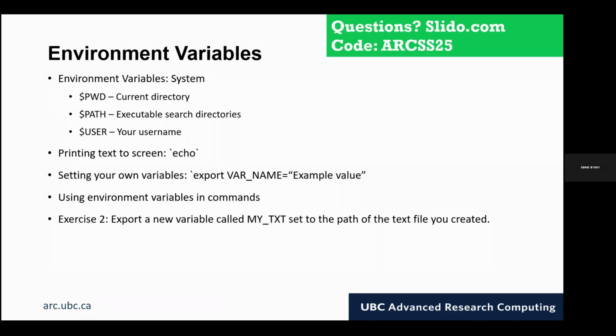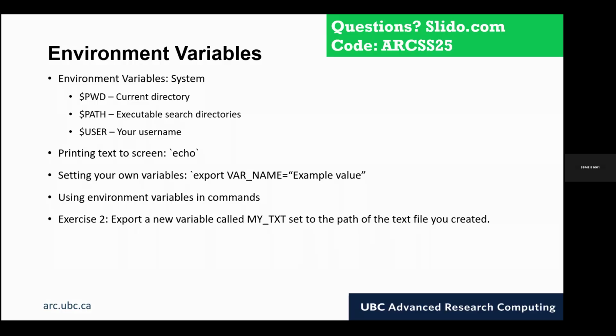So for environment variables, there's a couple that are set by the system. PWD always has wherever your current working directory is. PATH is a list of directories where, if you type a command and it's in PATH, it will run that command. It will basically always search anywhere in PATH to run that. And then $USER is your own username. So if you need to know what your username is on the system, you can use $USER.